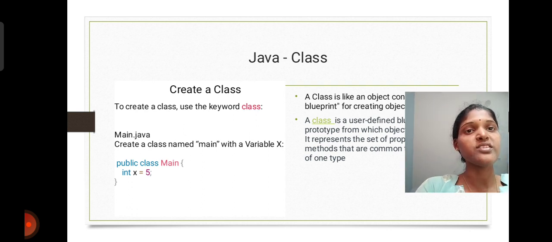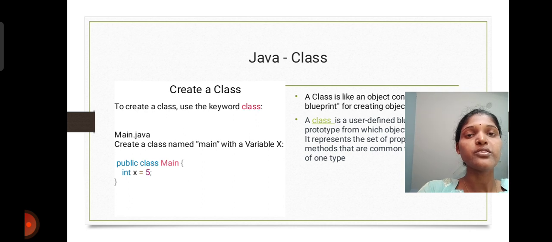This is a small example of a class. We are creating the class. The keyword is class. In Main.java, we are creating the class named Main with variable x. Public class Main is the class, int x is a variable, and 5 will be the output. When we print x, which is equal to 5, we get the output 5.